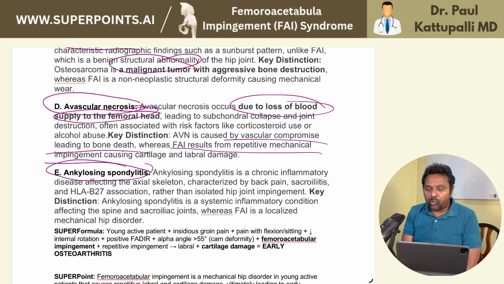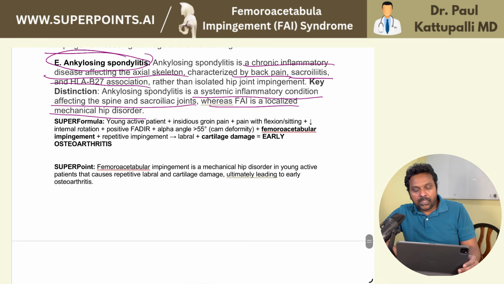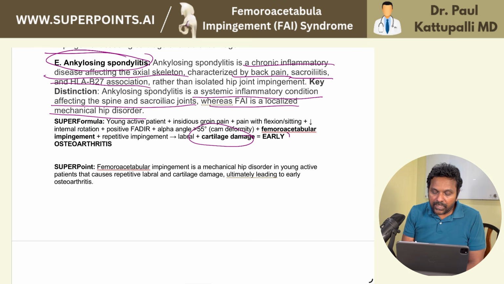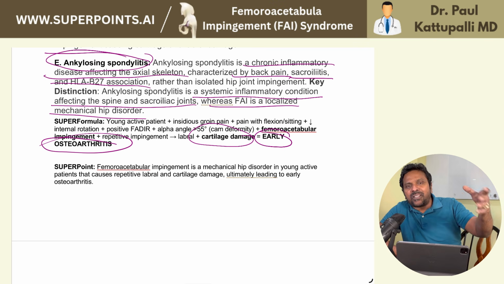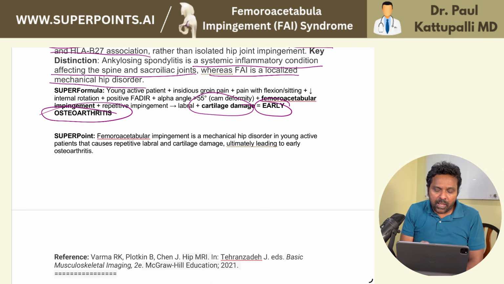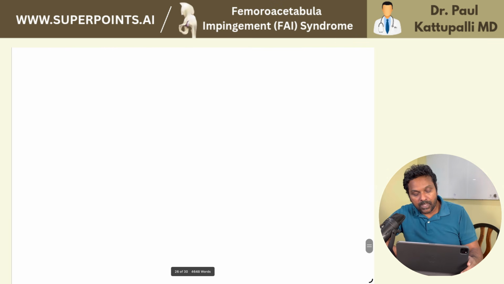Ankylosing spondylitis is a chronic inflammatory disease affecting the axial skeleton, characterized by back pain, sacroiliitis, HLA-B27 association. So, ankylosing spondylitis is a systemic inflammatory condition affecting the spine and sacroiliac joints, whereas FAI is a localized mechanical hip disorder. So, the correct answer is cartilage damage, early osteoarthritis. That is the correct answer. So, if you see a patient coming with FAI, what can happen? Choose that answer. Early osteoarthritis. Femoroacetabular impingement is a mechanical hip disorder in young active patients that causes repetitive labral cartilage damage, ultimately leading to early osteoarthritis.